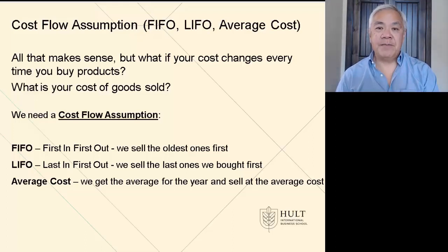LIFO is the opposite. It means the last in is what you sell. Under the LIFO method, the cost tends to be a little higher because cost rises over time in general, and so LIFO yields some higher cost items. And average cost is where we say, well, I don't know specifically, but I'm going to use the average cost for all the items we purchased this year, and that way the same cost per unit is used in inventory and the same cost per unit is used for cost of goods sold. We'll do examples illustrating all three of these.